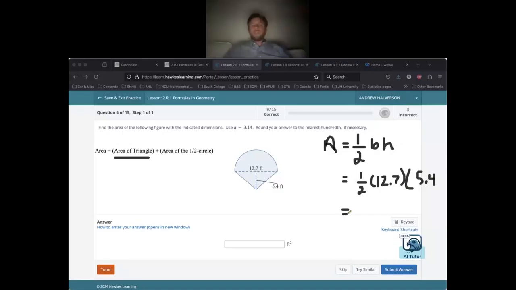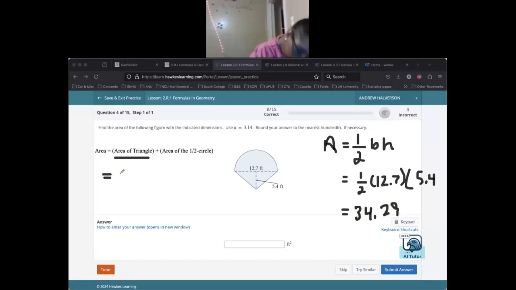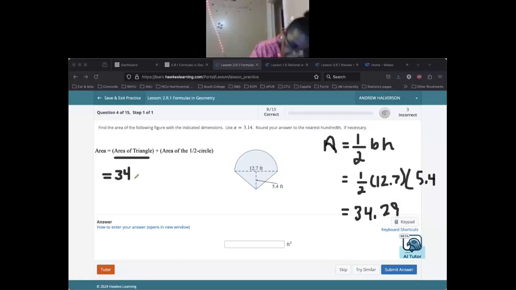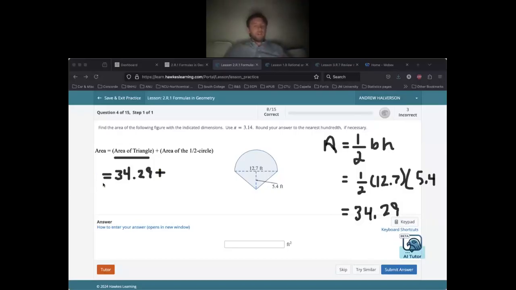So now do your multiplication. Calculator time. 1/2 times 12.7 times 5.4. And this gives us 34.29. Now this is the area of the triangle part. Okay, so we're going to fill in our gap here. Now we need to find the area of the half circle. What's the formula for the area of a circle?